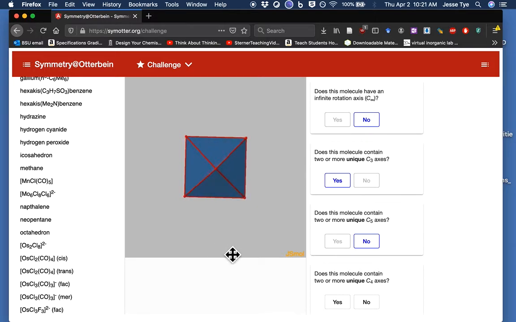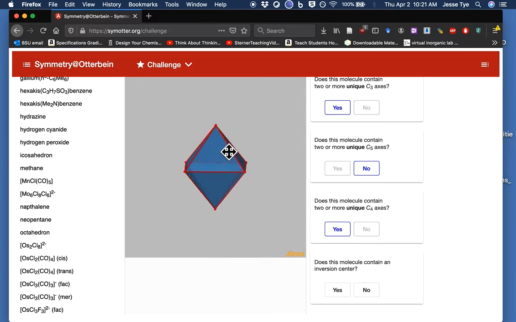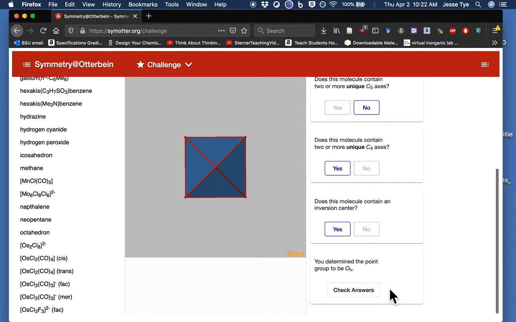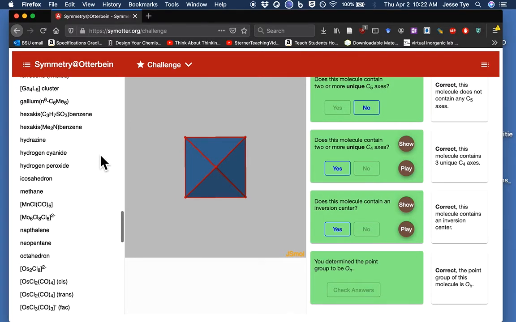No. Does it have C4s? Yes, it has a bunch of C4s. So I can orient it this way, and now I've got this square. So that's 1/4 of a turn would leave me okay. So it's C4. Does it contain an inversion center? It also contains an inversion center. So if I start at the very center of the molecule and go up, or start at the center and go down, I hit the same point. If I start in the center of the molecule and go right and up, or left and down, I hit the same point. So yes, it has an inversion center. So this is the octahedral point group, which is good. It's an octahedron.